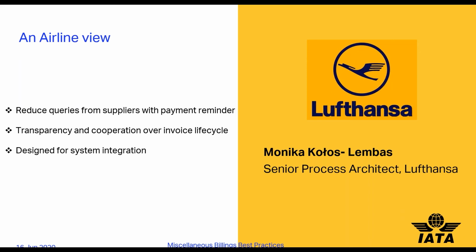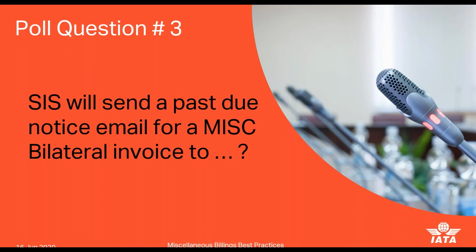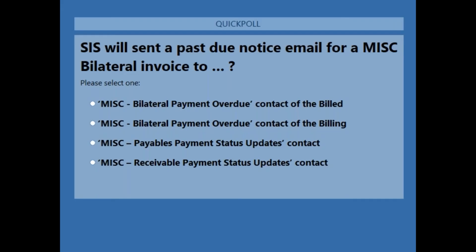Thank you, Monica. So we move to a poll. The question is, SIS will send a past due notice email for a missed bilateral invoice to: a missed bilateral payment overdue contact, a missed payable payment status update contact, or a missed receivable payment status update contact. So it's a tricky question, but let's see how you're responding.